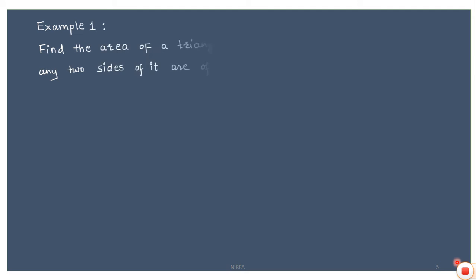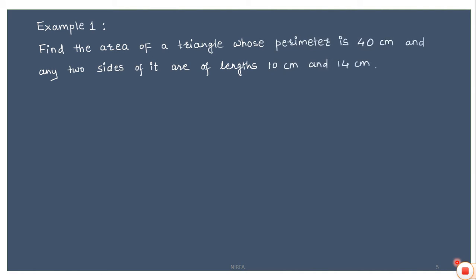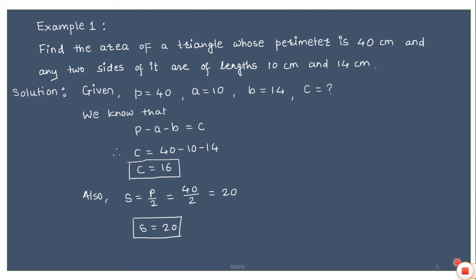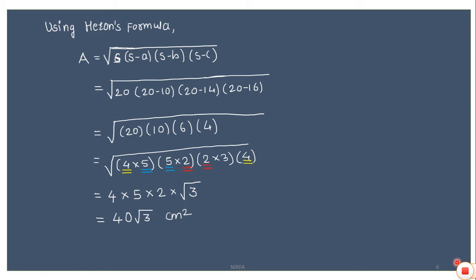Now we are going to write solution of above example. As per our plan, we calculate C, that should be 16. Find the value of S. How to find the value of S? Just take the half of the given perimeter. The given perimeter is 40. Therefore, value of S will become 20. Now write the Heron's formula. Put all respective values of known components in Heron's formula. Simplify it.